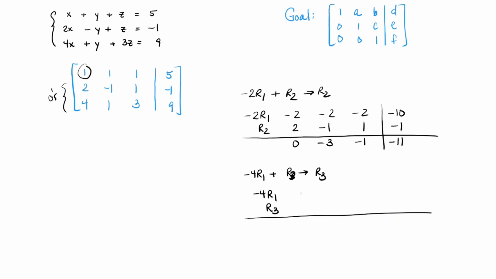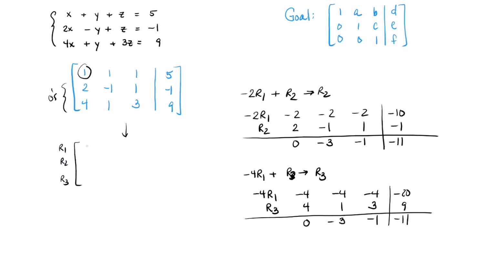Now we move to changing row 3. -4 row 1 is -4, -4, -4, and -20. Row 3 is 4, 1, 3, 9. And it looks like we have 0, -3, -1, -11. That's very curious. We ended up with the same row twice. Okay, so let's see what happens from there.